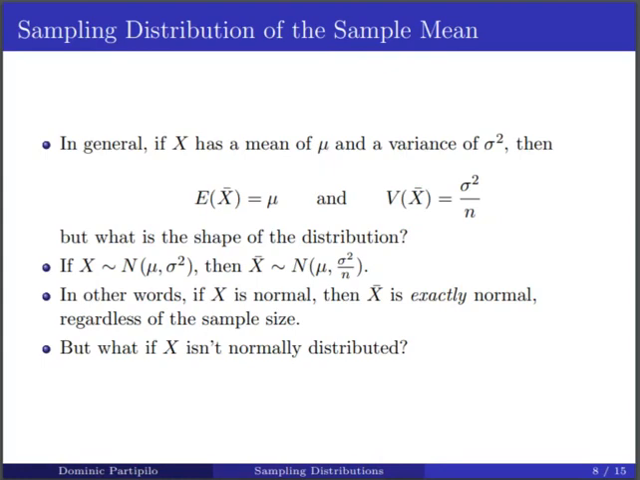So what about the shape of the distribution of x bar? If x follows a normal distribution with a mean of mu and a variance of sigma squared, then x bar will also have a normal distribution, and it will have a mean of mu and a variance of sigma squared over n. So in other words, if x is normal, then x bar is also going to be normal, and that's going to be exact. But what happens if x is not normally distributed?